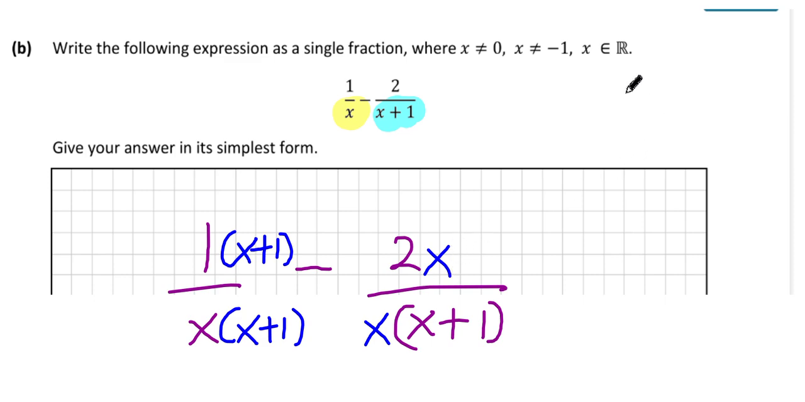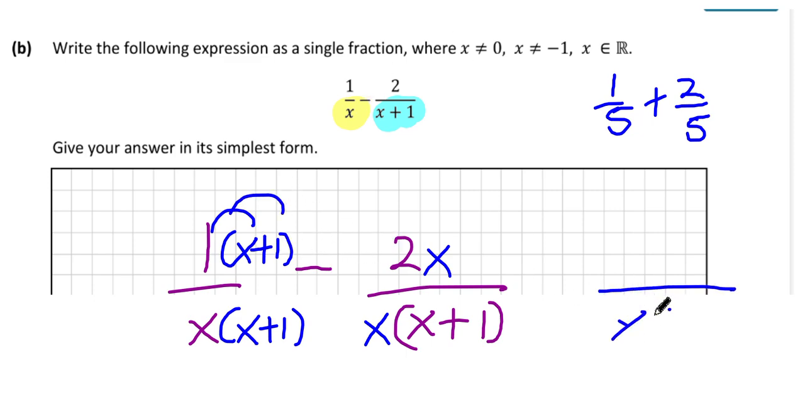Do you know when you add two fractions together? So example, if you added 1/5 plus 2/5, what would be your answer? 3/5. See the way you didn't add the bottom? You didn't add the bottom because the bottom was the same. So you only added the tops. So that's what you're going to do here. So finish that off. Multiply that out. Work on the top part and keep the bottom part the same.